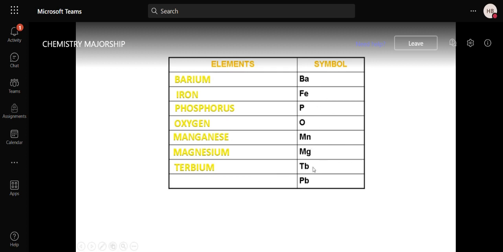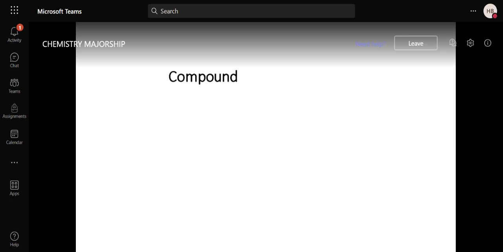The rest, okay na. Okay, Pb is lead. What is Pb? Pb is plumbum. Plumbum. Iron, Fe is ferrum. Ferrum. Alright. Next, so elements po natin yon.